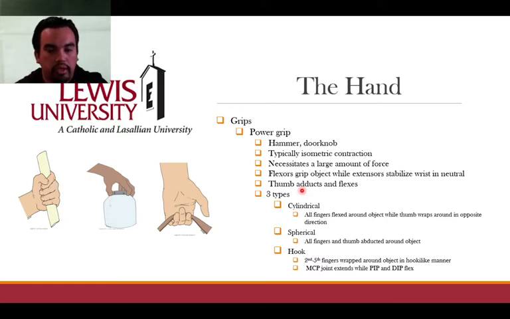Then we have 3 other types. The cylindrical grip, the middle, where they're grabbing like a jar. A spherical grip, where all the fingers and the thumb are abducted around an object. And then we have a hook grip, which is the 2nd through the 5th fingers wrapped around an object in a hook-like manner. And the metacarpal phalangeal joint extends while the PIPs and DIPs flex. The proximal and distal interphalangeal joints.